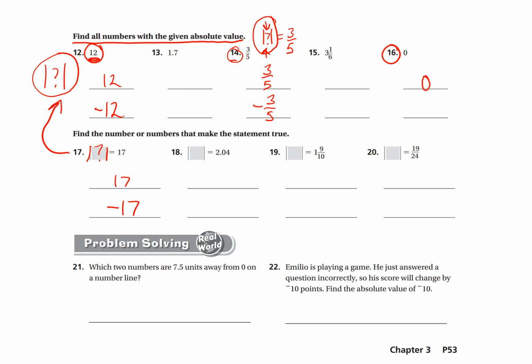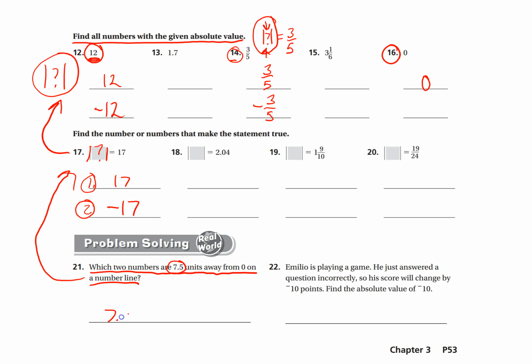And let's jump down to the word problems. Which two numbers are 7.5 units away from 0 on a number line? Well, this is just asking this exact same question, but in word form. What two numbers? This is one number. This is two numbers. And we're doing the same thing. But the number that we're checking now is 7.5.